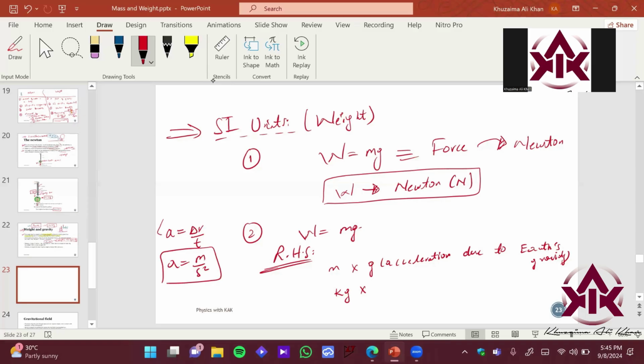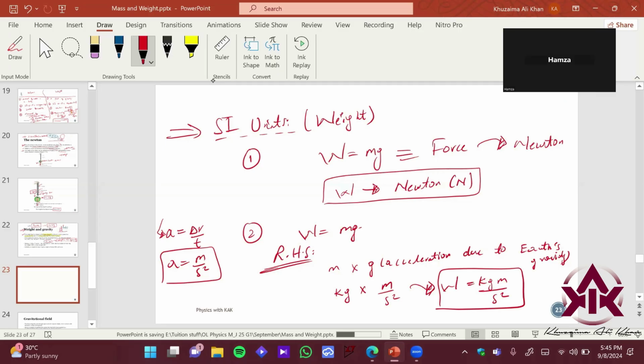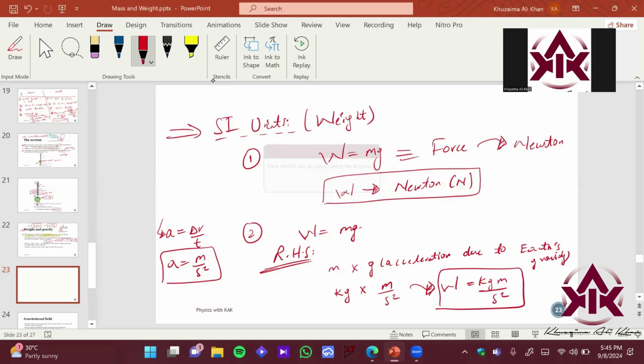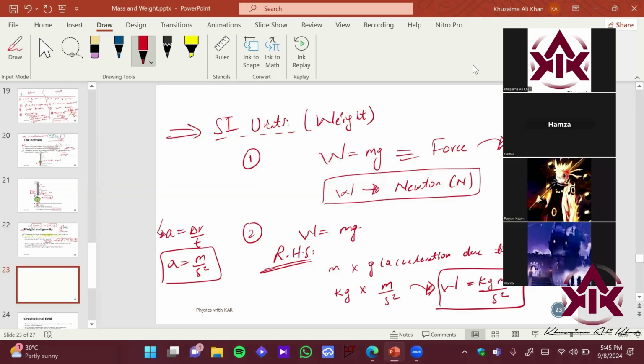Does that make sense? ठीक है, so it's going to be kilogram meter per second square. So we can also represent the SI unit of weight as kilogram meter per second square. ठीक है, समझ आया आप लोगों को? ठीक है, so usually it will be Newton, but if they somehow ask you is there any other representation of the weight SI unit, of Newton, so you can just use this formula, right? I hope it makes sense.